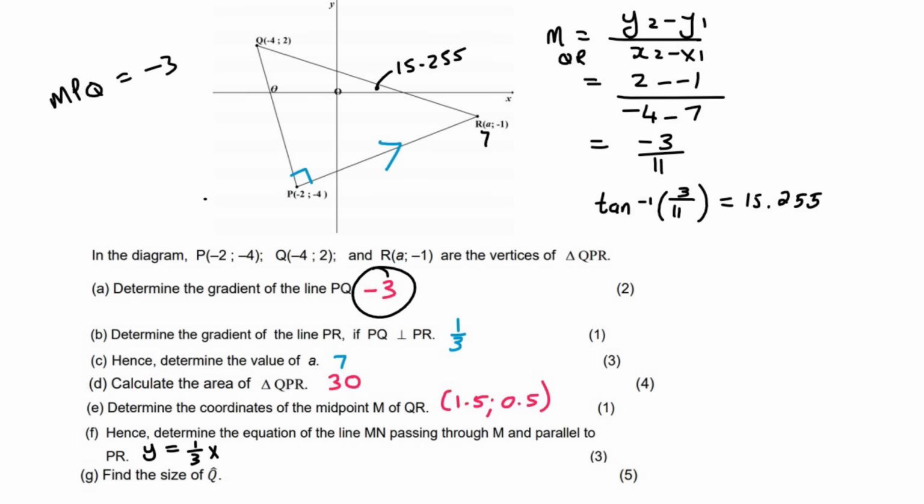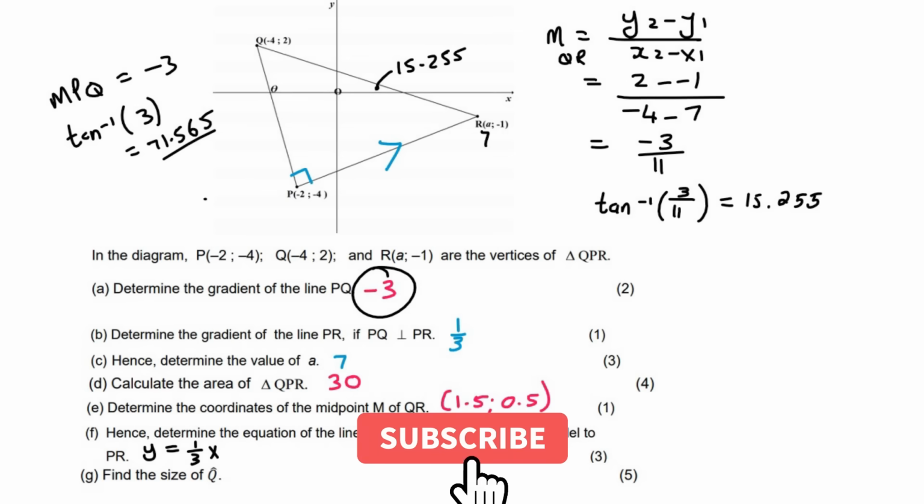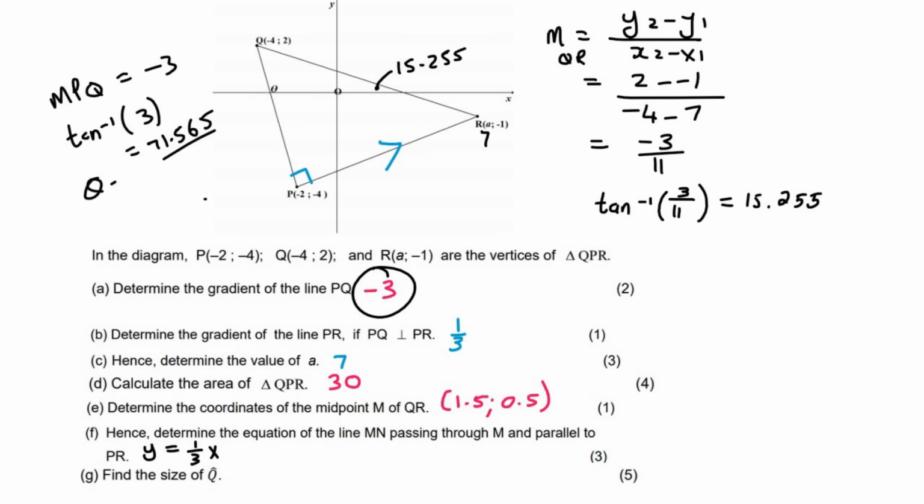Now don't use the minus 3. You just use positive 3. So you say shift tan of 3, and that's going to give you 71.565. But if you look at the angle, that 71 is less than 90. So that's this one over here. So if you wanted theta, you would say 180 minus that one. And that's just because of angles on a straight line.